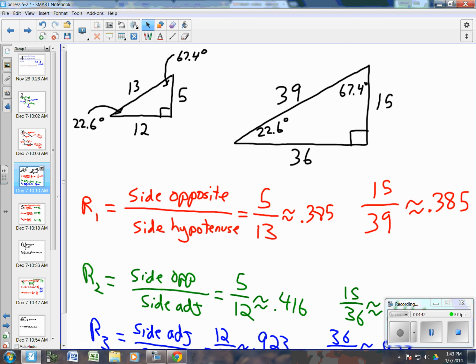They have the same angles. Okay, 22.6 degrees, 67.4, and 90. 22.6, 67.4, and 90 on both of those triangles. But they're different sizes. Why are they different sizes?